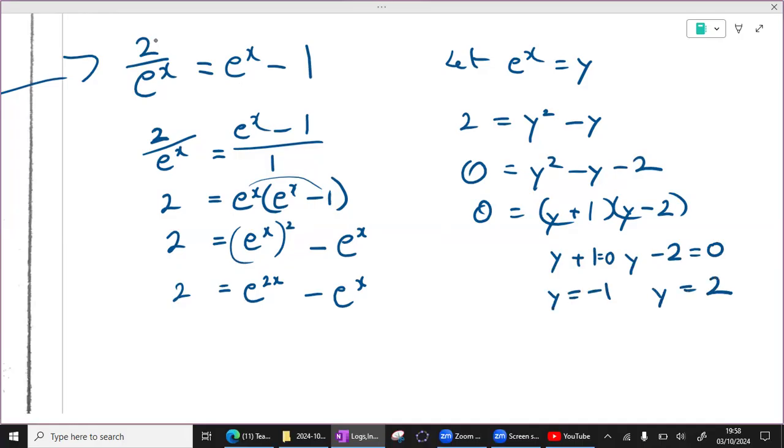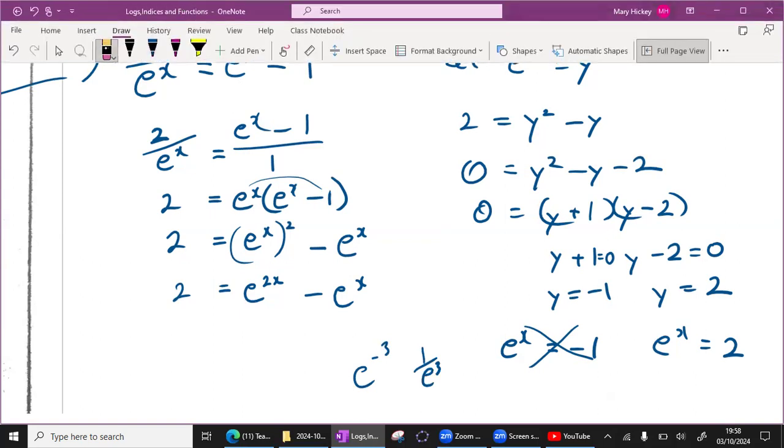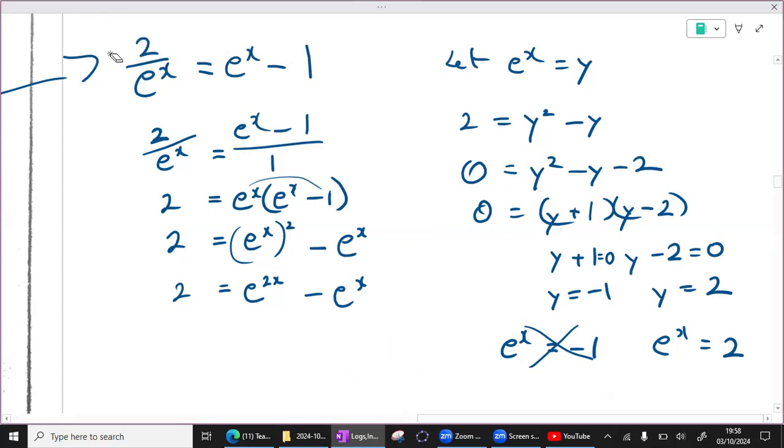Now, before I finish, I'm not done until I sub back in. So I'm going to allow this to equal -1, and I'm going to allow this to equal 2. Now, when I do that, is there any way I can get a negative? I can't, because even if you had e to the power of -3, that is 1 over e cubed. So it's never actually negative. So a negative is not a possibility. So that should be crossed out.